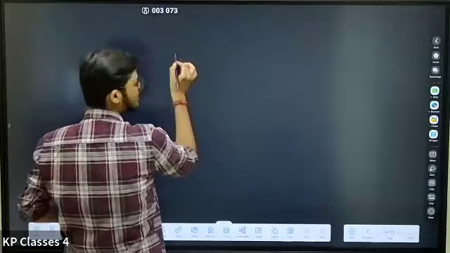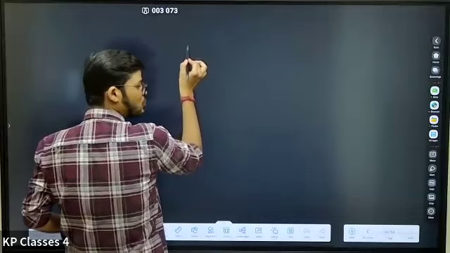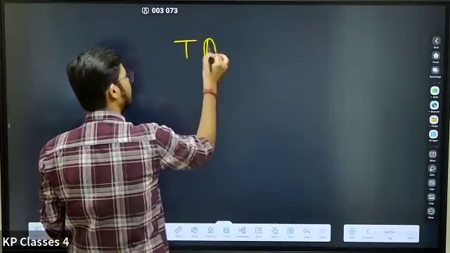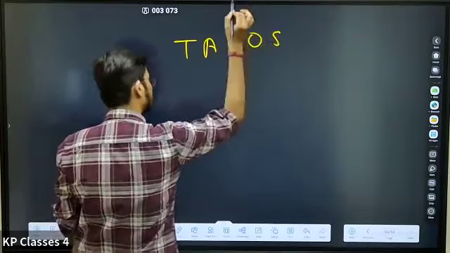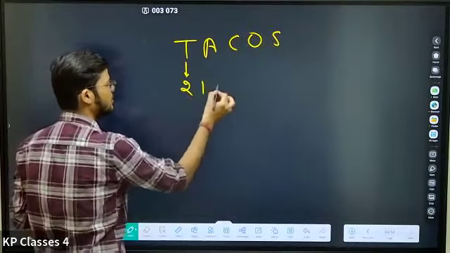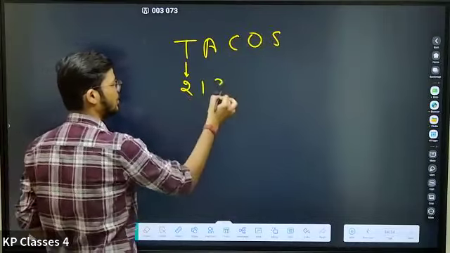Now let's talk about another example. Suppose I'm saying TACOS. Now try to understand. 2, 1, 3, 6, 1. Now TACOS in a certain code language is coded as this. How in the similar code language will BELL be coded?